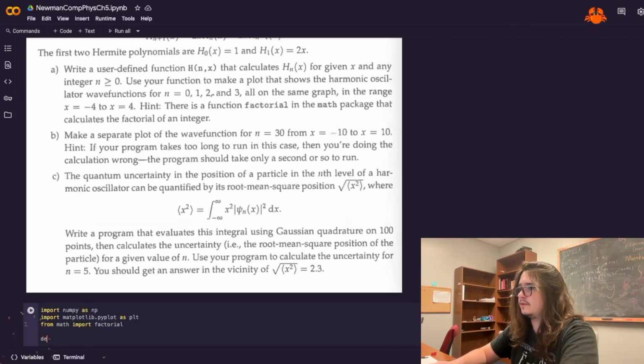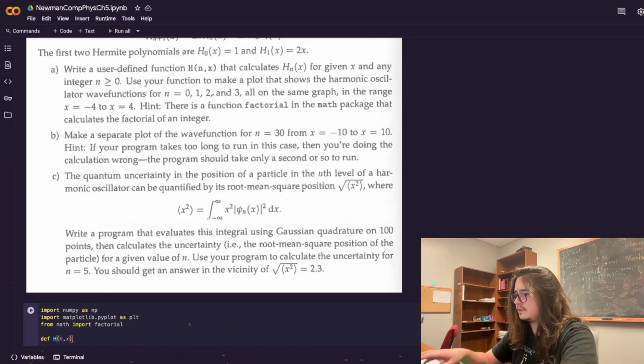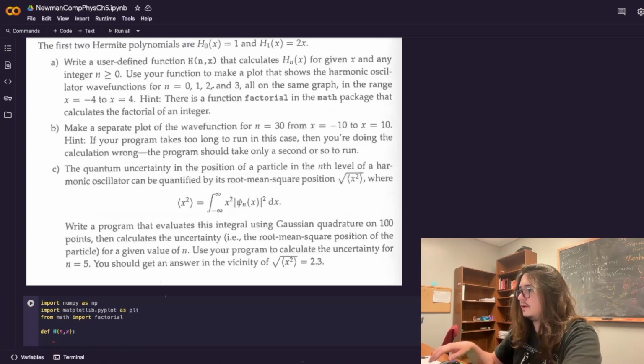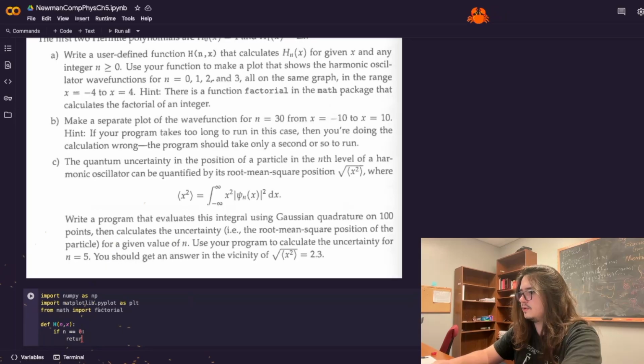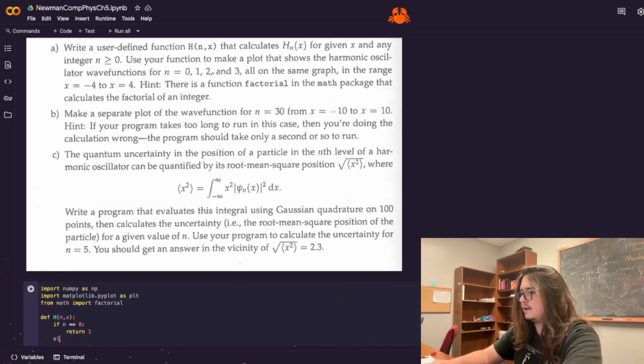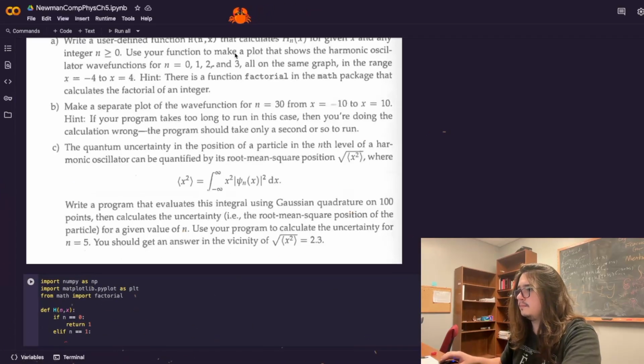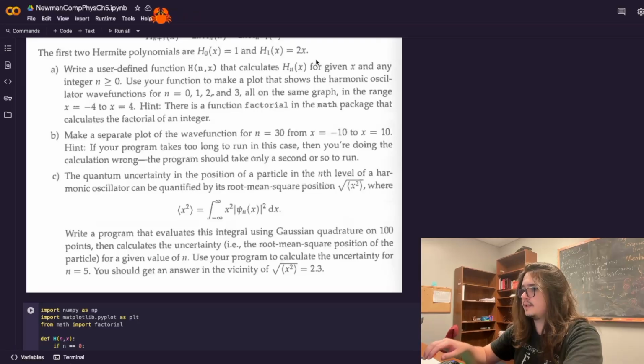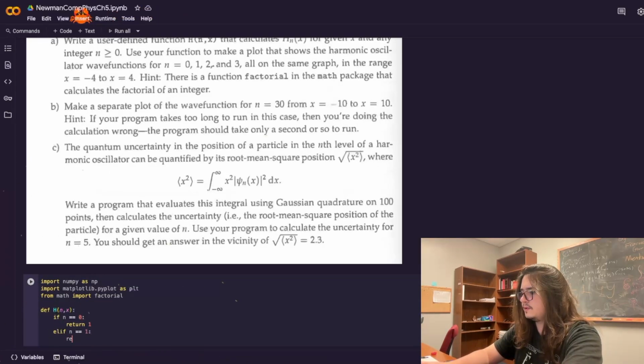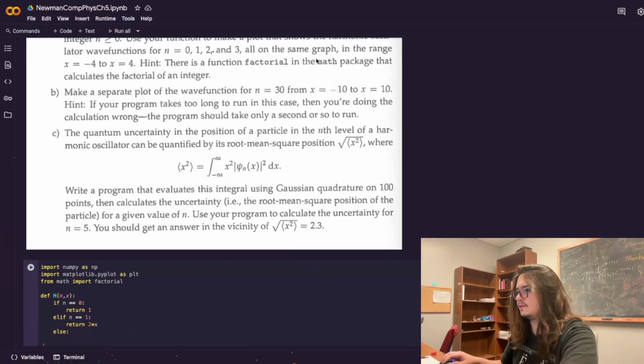And so yeah, first bit, define h of n comma x. If n is 0, then it returns 1 according to the problem statement. So I'm just going to do if n equals 0, then it will return 1. If n equals 1, then it's going to return 2 times x. Otherwise, we have to use this recursion formula.